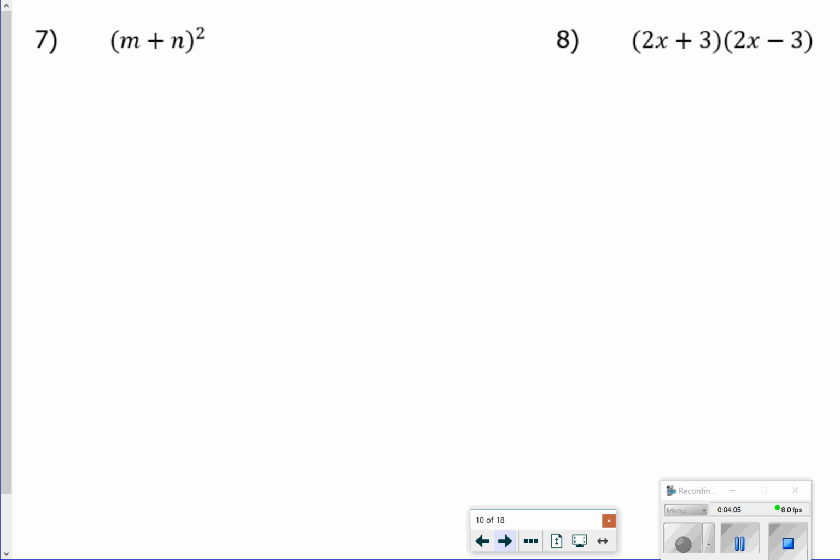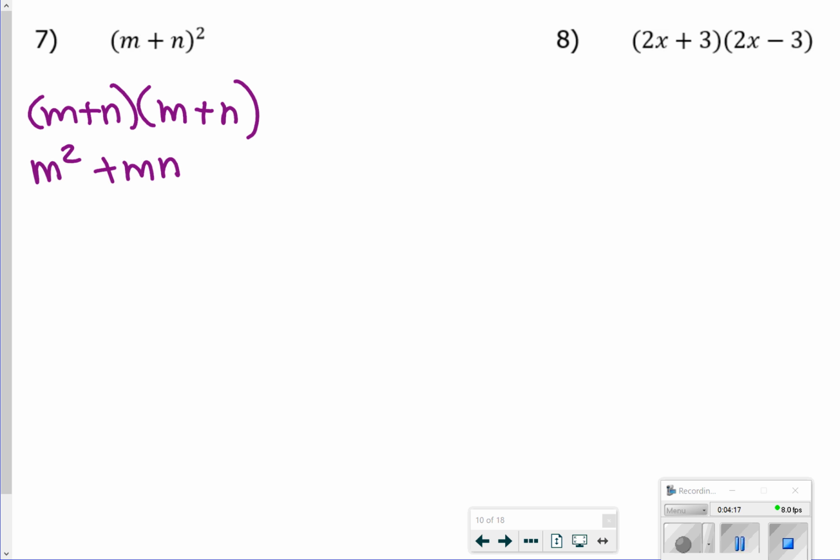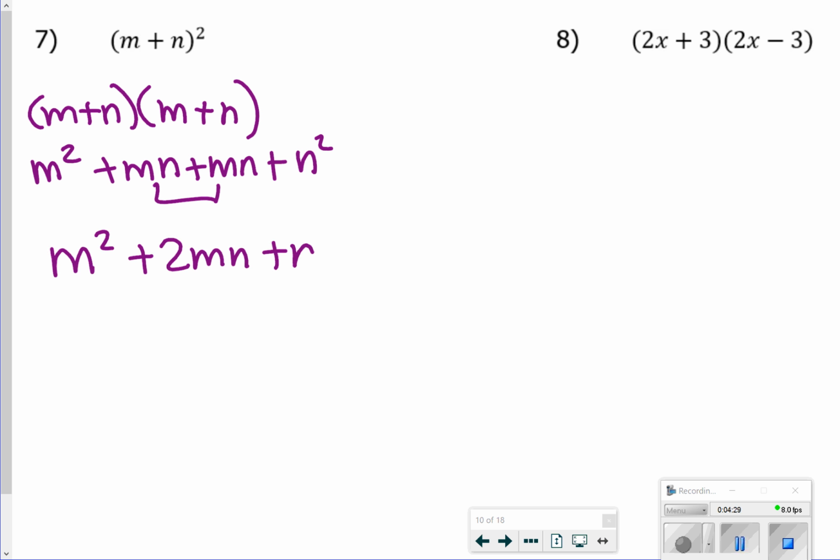Number 7, just rewriting m plus n 2 times. So m plus n squared. I'm going to have m times m, which is m squared, m times n, which is mn, another m times n, which is another mn, and n times n, which is n squared. And yes, I can combine these in the middle, so I'll have m squared plus 2mn plus n squared.